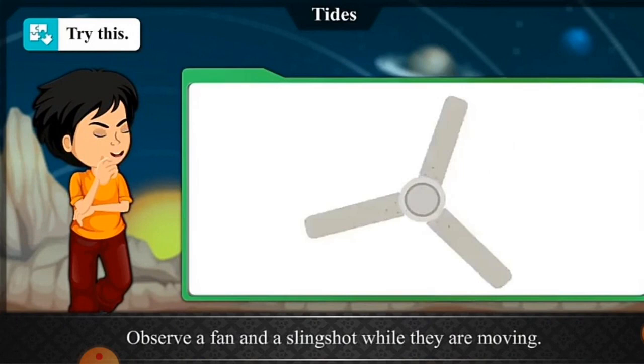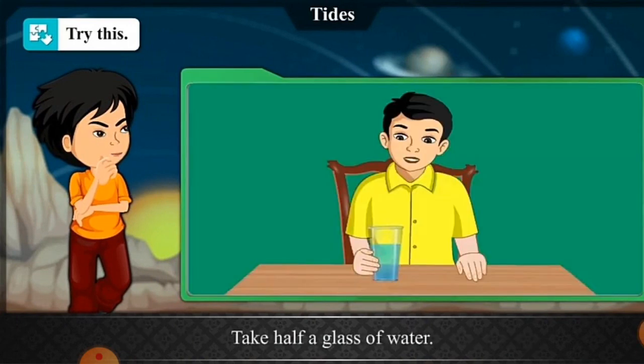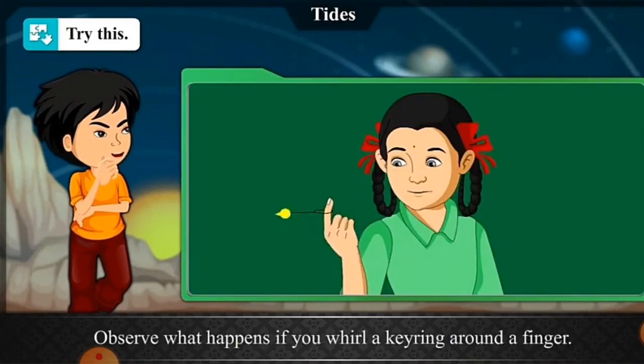Take half a glass of water. Slowly move the glass in one direction in a circular fashion. Observe what happens to the water. Here, the boy is moving the glass with water. Next, observe what happens if you whirl a key ring around a finger. Here, as you can see, the girl is whirling the key ring.